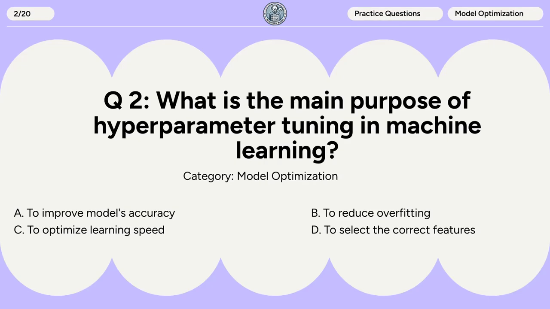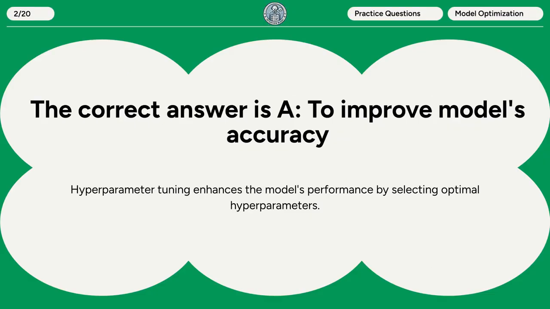Question 2. What is the main purpose of hyperparameter tuning in machine learning? A. To improve models' accuracy. B. To reduce overfitting. C. To optimize learning speed. D. To select the correct features. The correct answer is A. To improve models' accuracy. Hyperparameter tuning enhances the model's performance by selecting optimal hyperparameters.